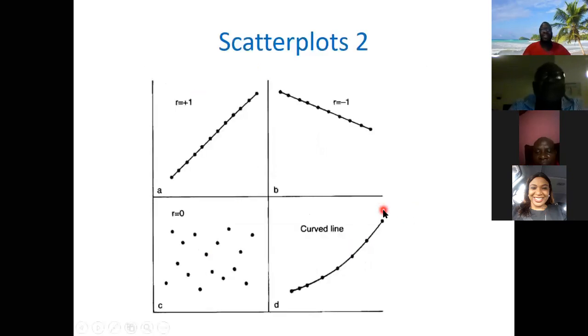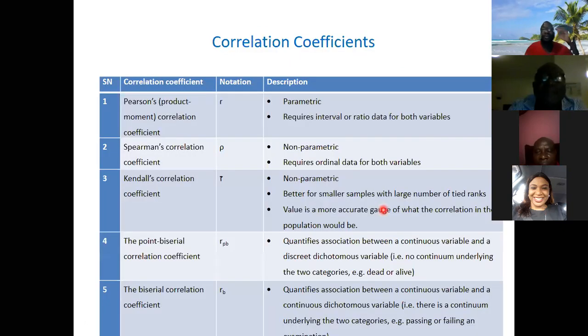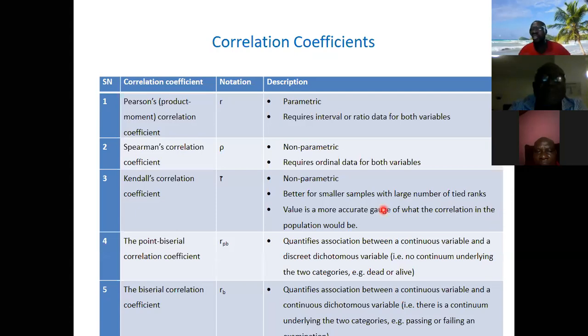Now, the same thing. Look at the examples, positive, negative. Then sometimes it can be a curved line. Then let's quickly look at the correlation coefficient. Note that the strength of correlation is measured by the coefficient. That particular thing that measures the strength of association is the coefficient.